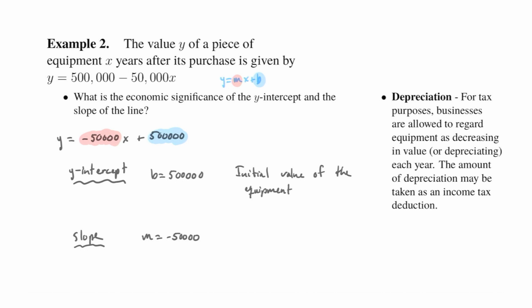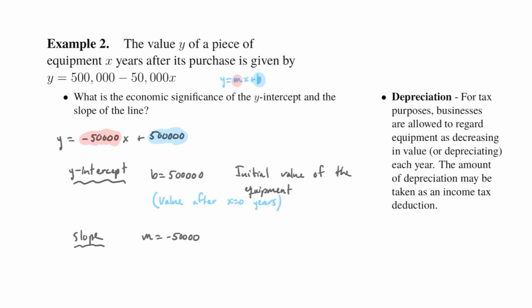So essentially what we've done is we've looked at the value of this equipment after x equal to 0 years. So right when we bought it. And we can see here that the initial value is this $500,000. All right, so what is the slope? Well, we said the slope was this negative 50,000. And so this value tells us how much value our equipment is losing each year.